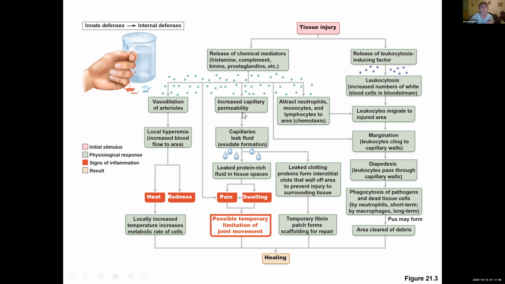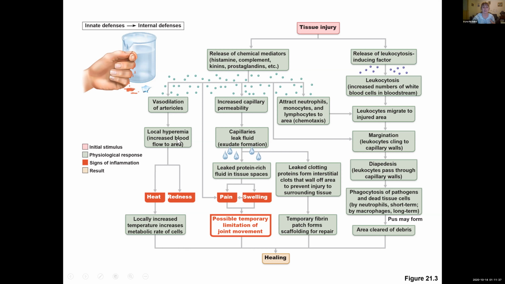It will increase permeability of capillaries, and it also will attract neutrophils, monocytes, and lymphocytes to the area, what we call chemotaxis, right? So these are all the cells of the innate immune response, with the exception of lymphocytes, right? So they will also be attracted through chemotaxis to the site of injury.